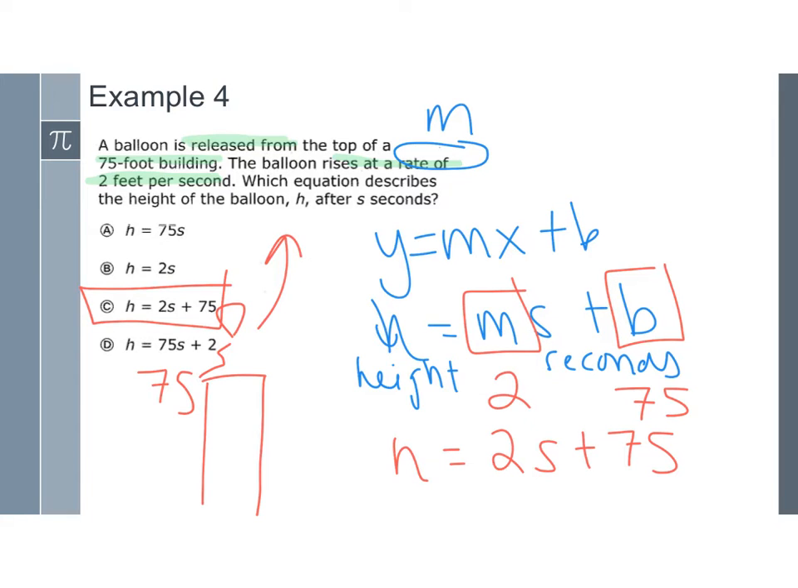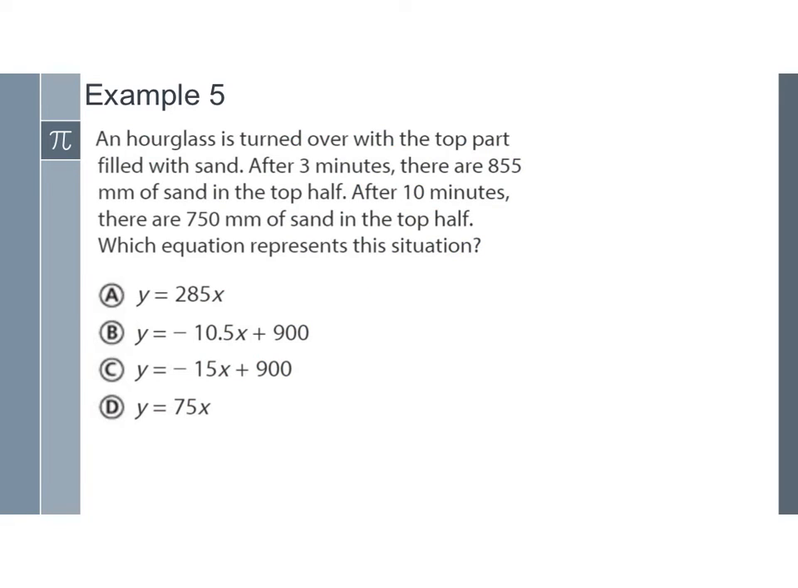Okay, we're going to do one more example. Here we have an hourglass that's turned over with the top part filled with sand. That's one of those glasses that has sand in it, and then you turn it over and it drains. What we know is that after 3 minutes, there are 855 millimeters of sand. After 10 minutes, there are 750 millimeters of sand in the top half. So we can see that as time increases, the amount of sand in the top decreases because more sand is going to the bottom. So we need to find an equation that represents this situation.